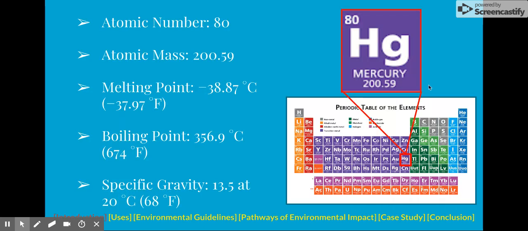Mercury can be found on the periodic table of elements within the transition metals section. Its atomic number is 80, which refers to how many protons it has, and its atomic mass is 200.59, which refers to how many protons and neutrons it has. Other elemental properties include a melting point of negative 38.87 degrees Celsius and a boiling point of 356.9 degrees Celsius, which are low for a metal, and a specific gravity of 13.5 at 20 degrees Celsius.